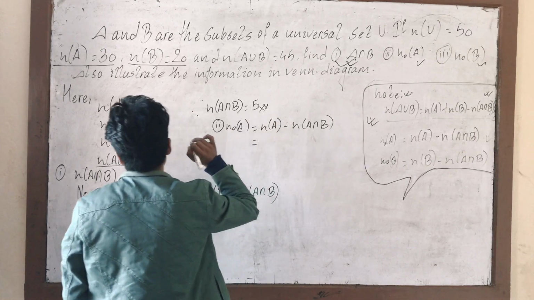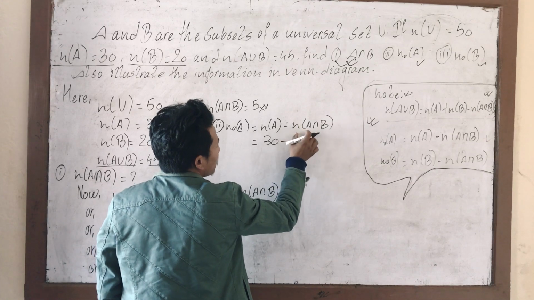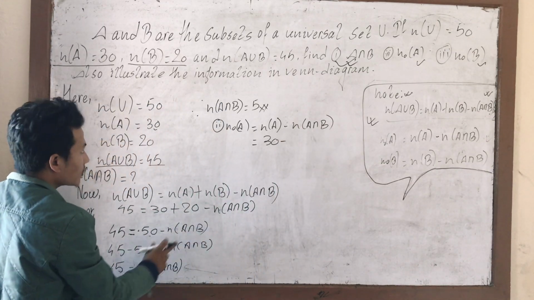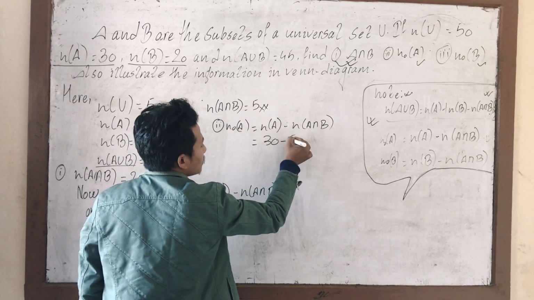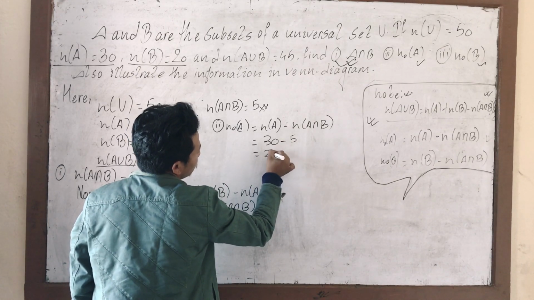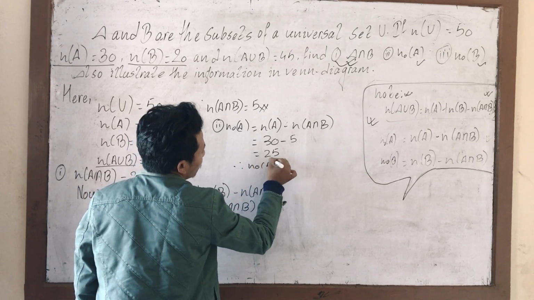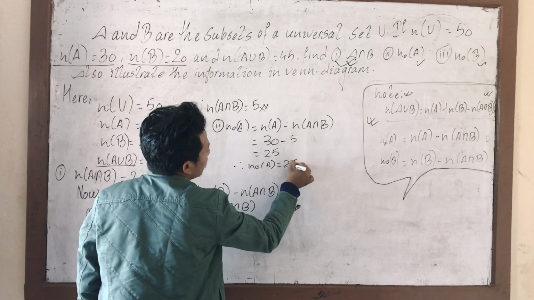What is our number of A? The question has given 30. So let me keep 30 here. Now the number of A intersection B we have just found out, which is 5 here. You can see there. So let's subtract it. So 30 minus 5 is 25. So therefore the number of A only is 25.